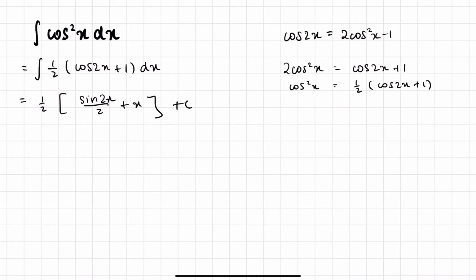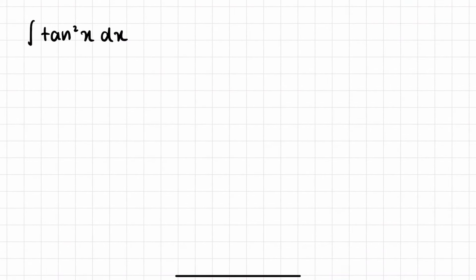Now for the last question, we have the integral of tan squared. Tan squared is a little bit different. Hopefully you know this identity, probably the very first identity you learn in trigonometry: sine squared x plus cos squared x equals 1. From here, if you divide everything by cos squared x, we actually get another identity.